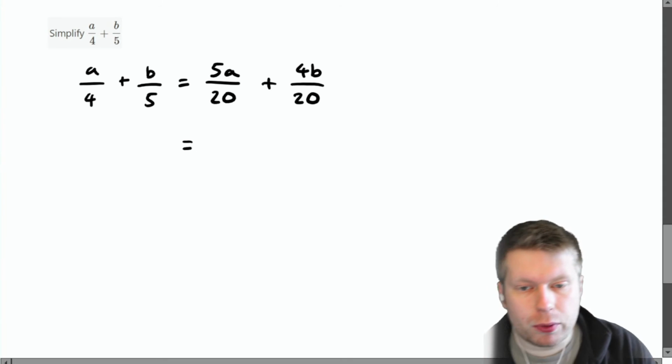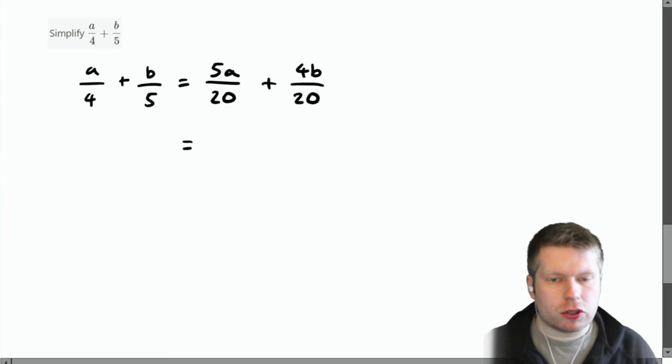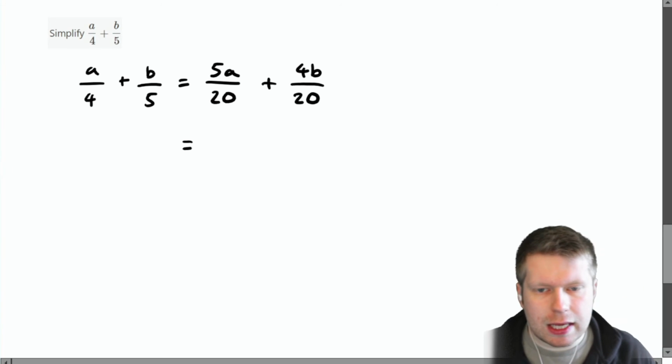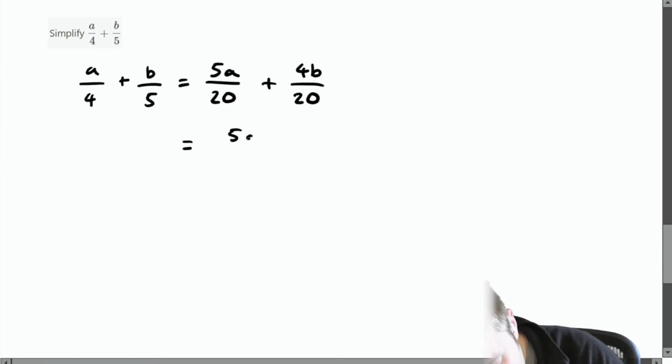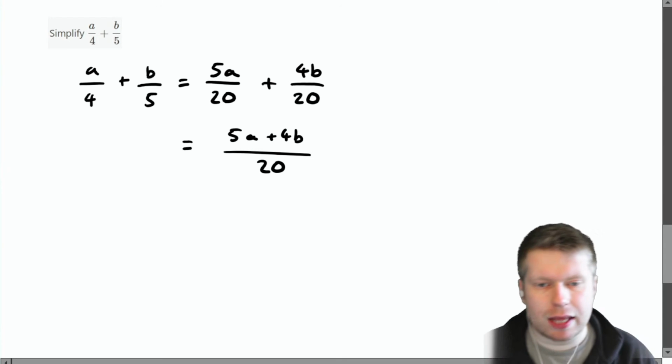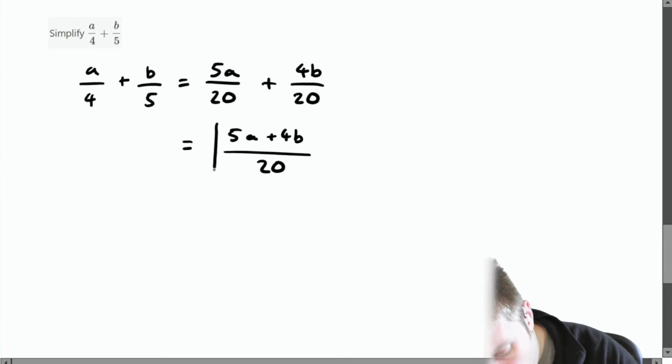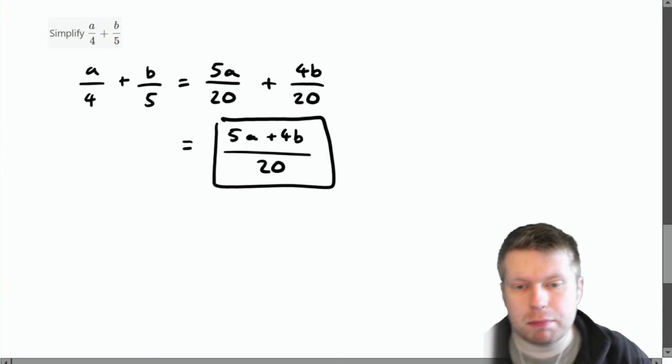Now it should just be a simple case of, right, 5a over 20 plus 4b over 20, that's just going to give me 5a plus 4b all over 20. Remember, when you add fractions together, the denominator stays the same. I think this is what they mean by simplify here.